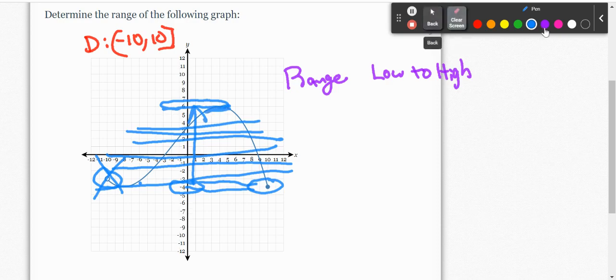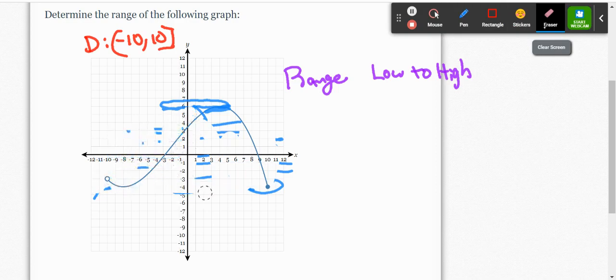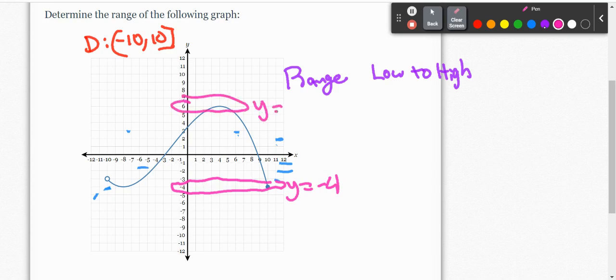Now I got a lot of writing on there, so I'm going to clear that up because it looks ugly. But what we're doing is starting at the lowest there at -4 and going up to 6. So we go -4, lowest value, y equals, as our low, and then the highest value is 6. So low, -4, the 2 translates into a comma, and then 6.